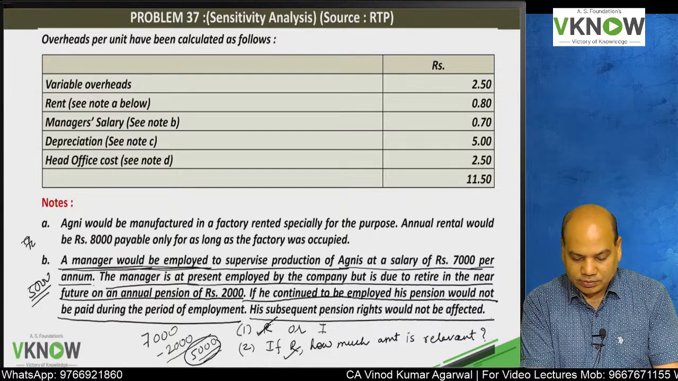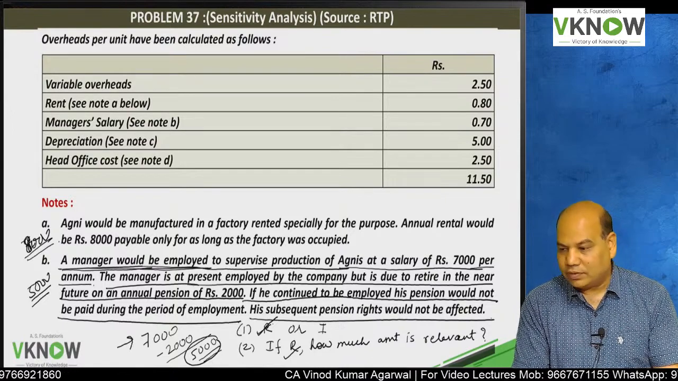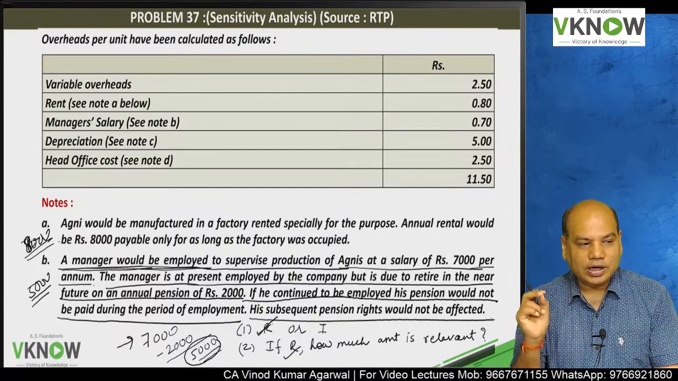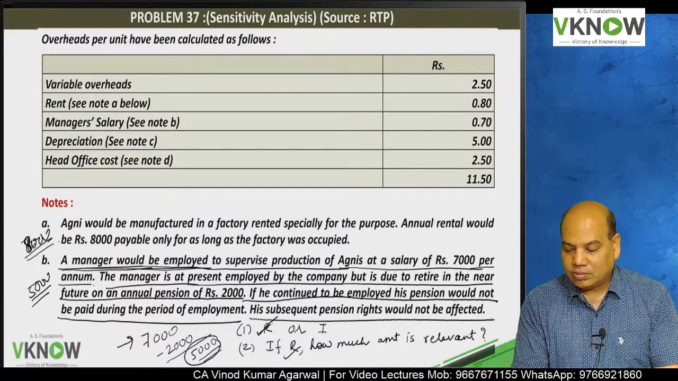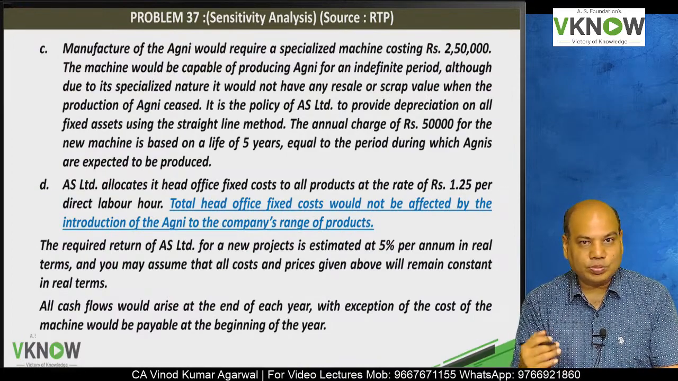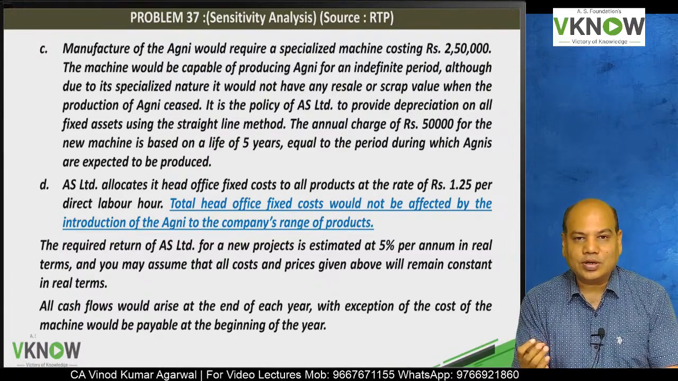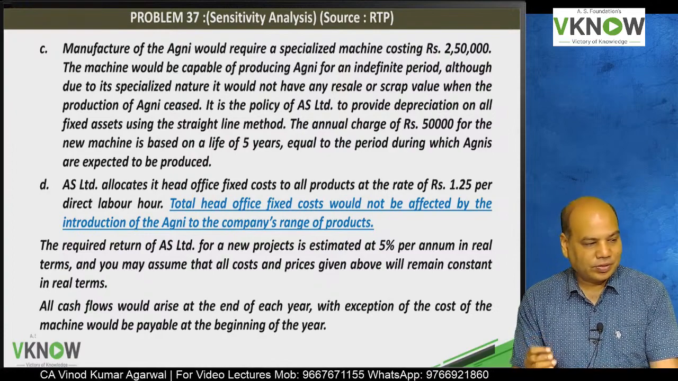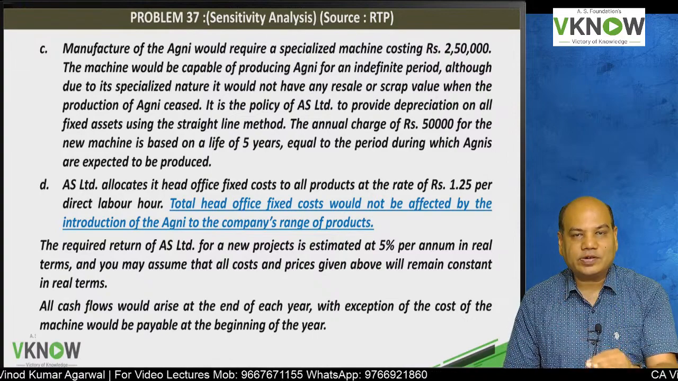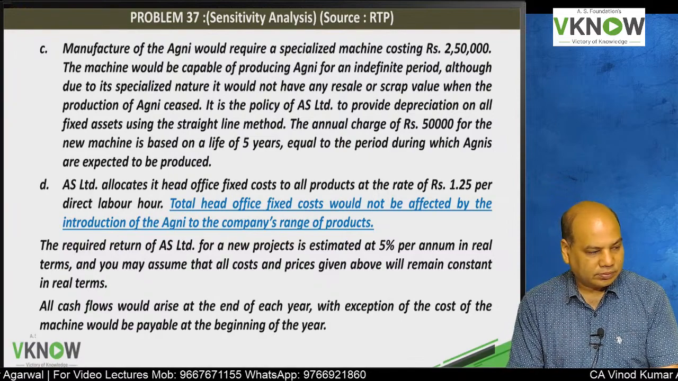For the first part, rent 8,000 was fully relevant. 7,000 is not relevant. We have to always use incremental overhead while doing capital budgeting. How much more do I have to incur because of my decision? Because of my decision to manufacture Agni, I have to incur 5,000 more. I have to pay him 2,000 in any case, even if I don't manufacture Agni. If I manufacture Agni, I have to pay him 7,000. So my incremental overhead is 5,000.